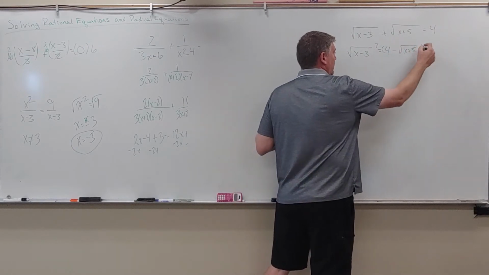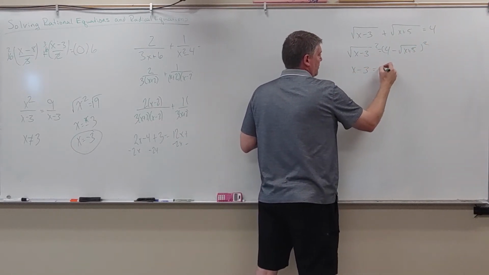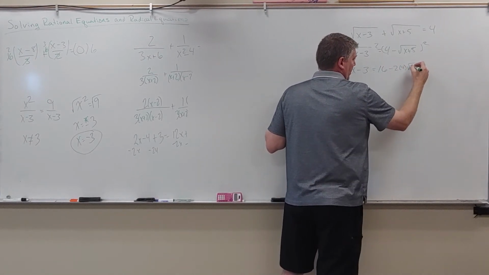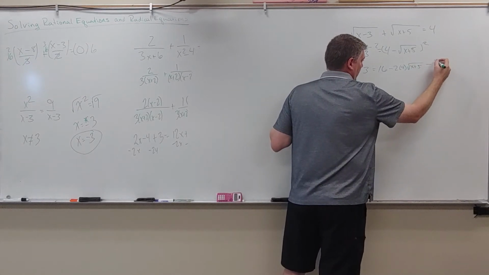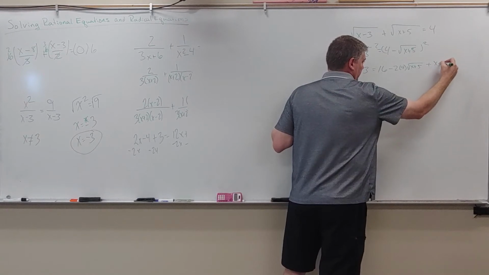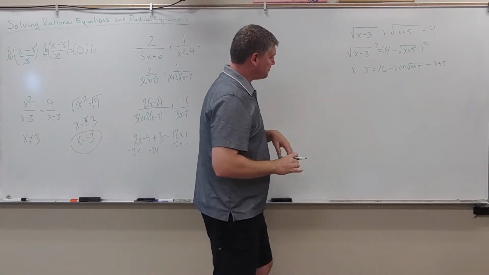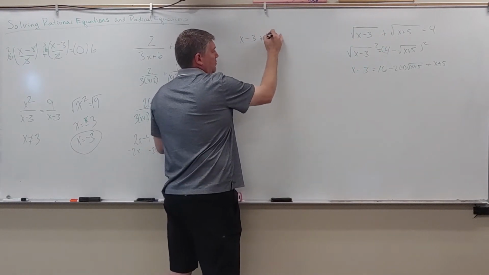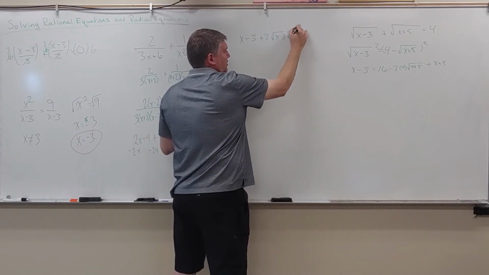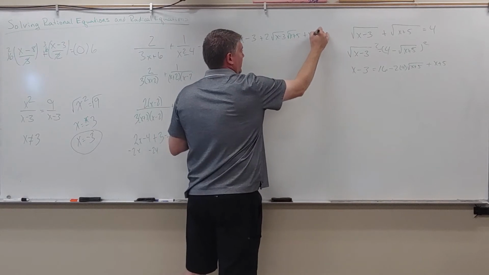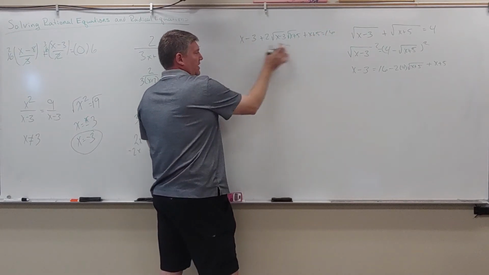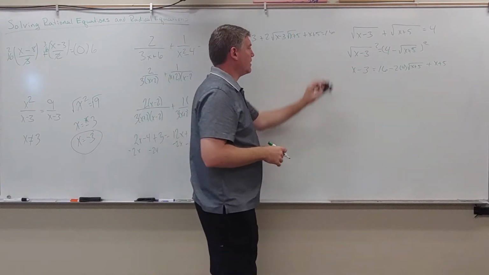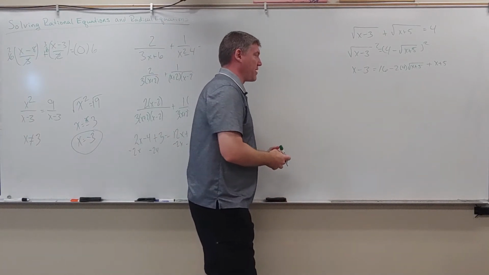So if I square both sides here, I have x minus 3 equals 16 minus 2 times 4 times the square root of x plus 5 plus x plus 5. Okay? If I would have just squared both sides, I would have ended up with x minus 3 plus 2 square roots of x minus 3 square roots of x plus 5 plus x plus 5 equals 16. Well, I can take all this stuff and move it to the other side, so I just have my square roots done. That's fine. There's lots of ways to get to the same answer, okay?